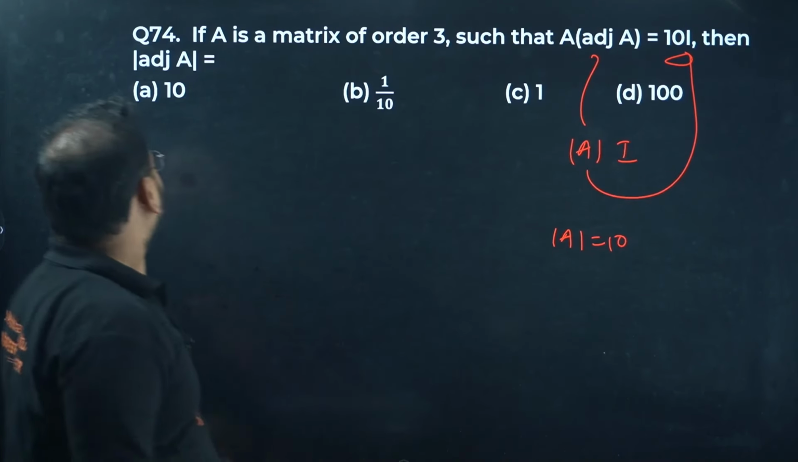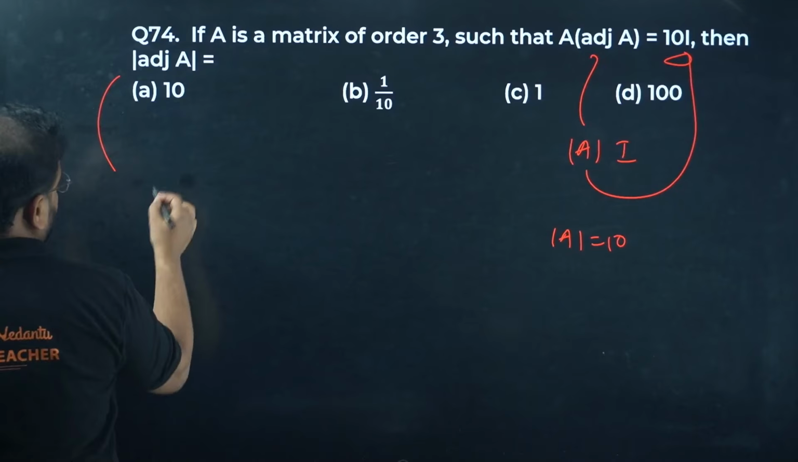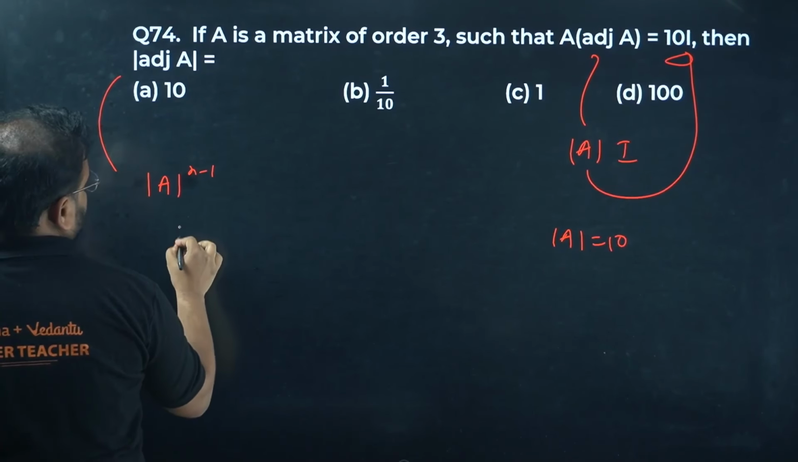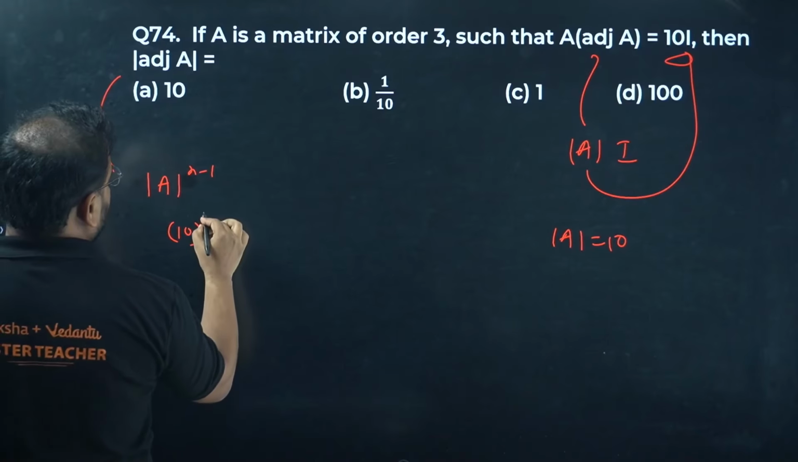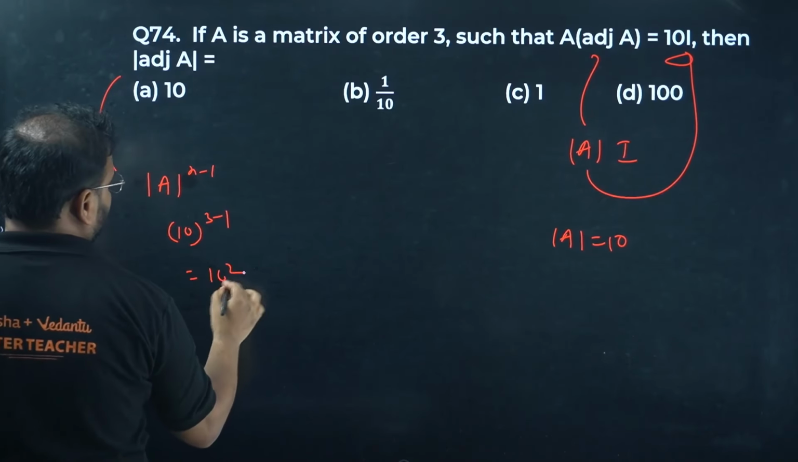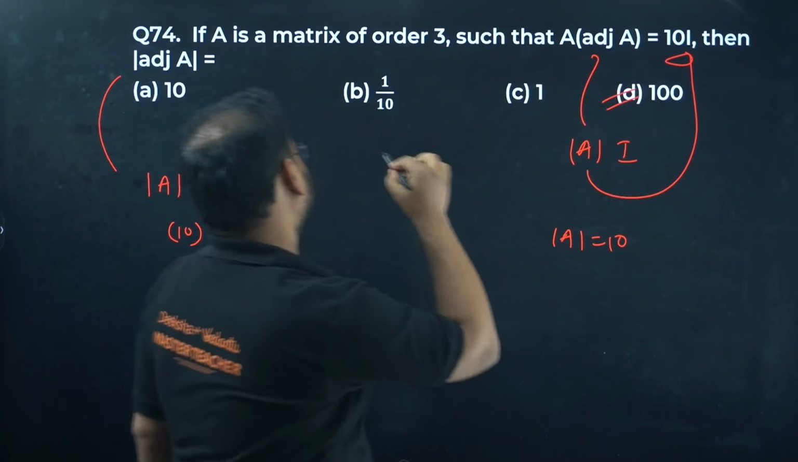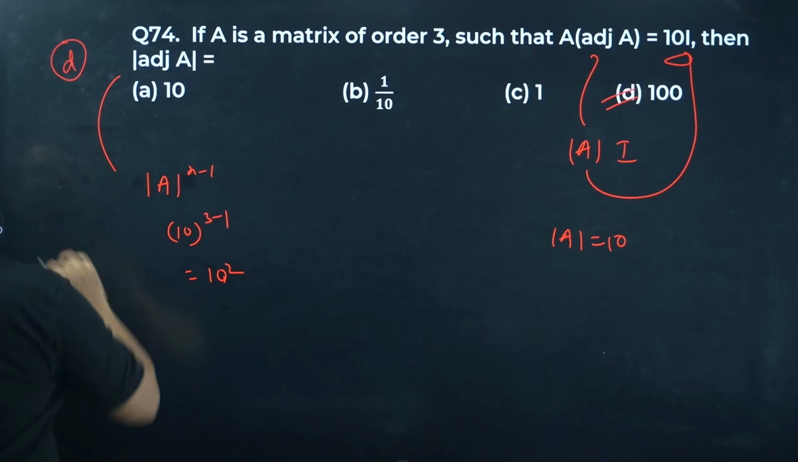Okay. They are asking us adjoint of A. Determinant. It will become determinant of A power n minus 1. So 10 power n is what? Order is 3. 3 minus 1. So 10 power 2. Answer is option D. 74th is option D, guys.